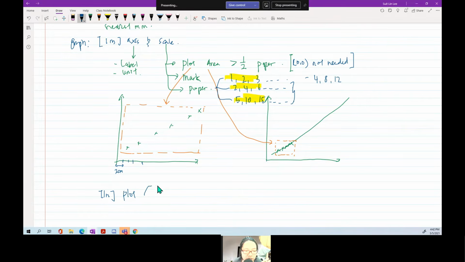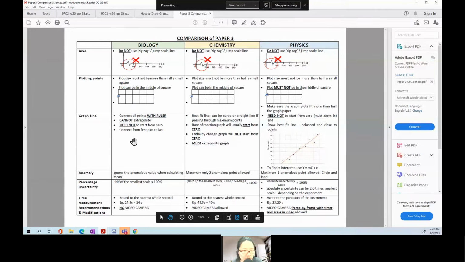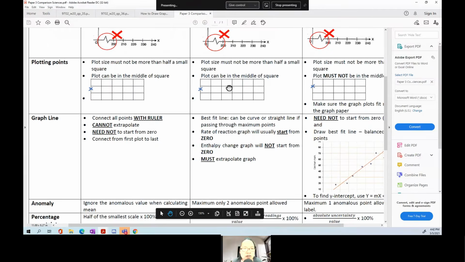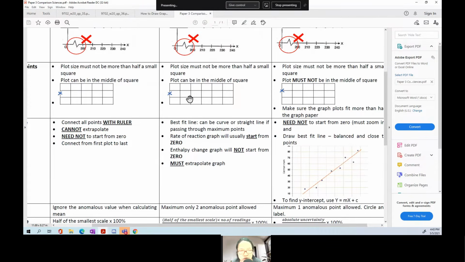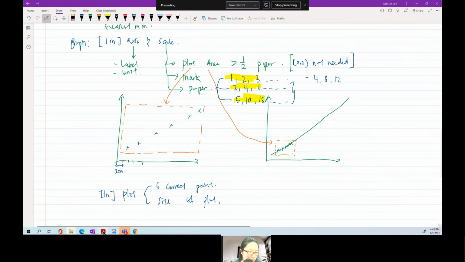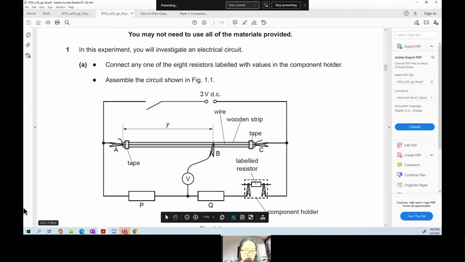Are all the points plotted? If you have 6 correct points and 1 wrong point, I minus 1 mark off already. And then the size of the plot. If you need a recap, the size of the plot must all be small, not more than half a small square. If you think about your graph paper, I borrowed a graph paper from this question.